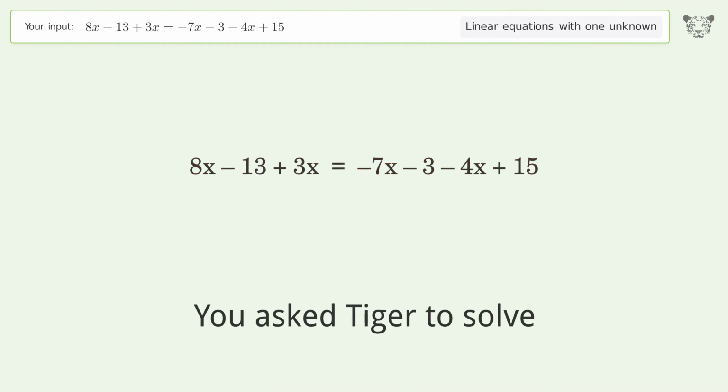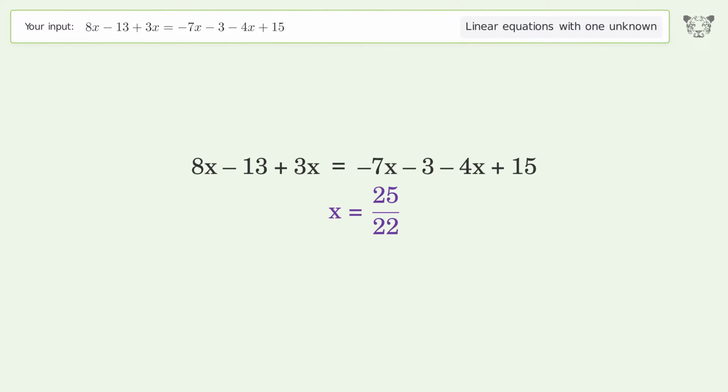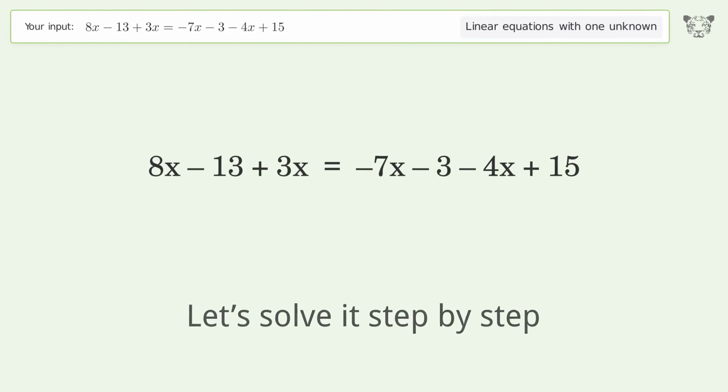You ask Tiger to solve this. This deals with linear equations with one unknown. The final result is x equals 25 over 22. Let's solve it step by step.